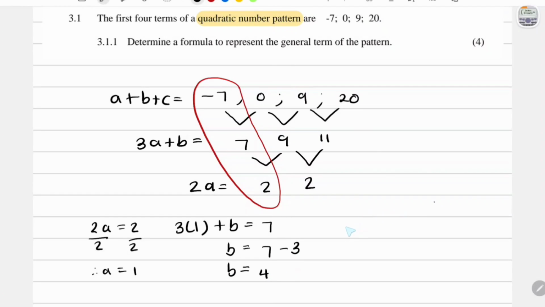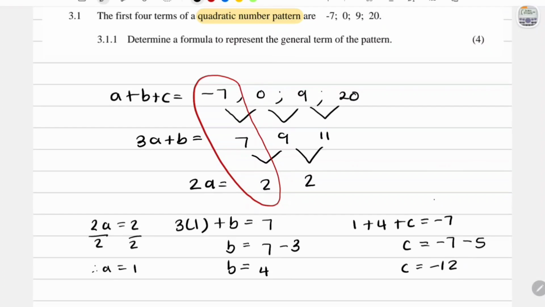And then to find c, we just say a plus b plus c. But we already know what a is. It is 1. And we know what b is, so plus 4. And c is equal to -7. Then 4 plus 1 is 5. We'll hold on to that. So c is equal to, we have -7 still. Since that becomes 5, 1 plus 4 is 5. We take the 5 over and it becomes a -5. And so c is equal to -7 minus 5, which is -12.